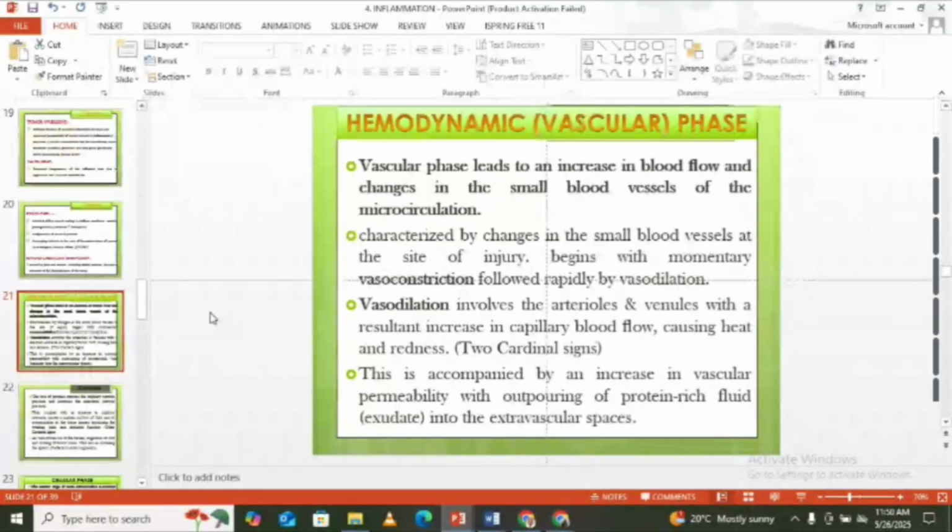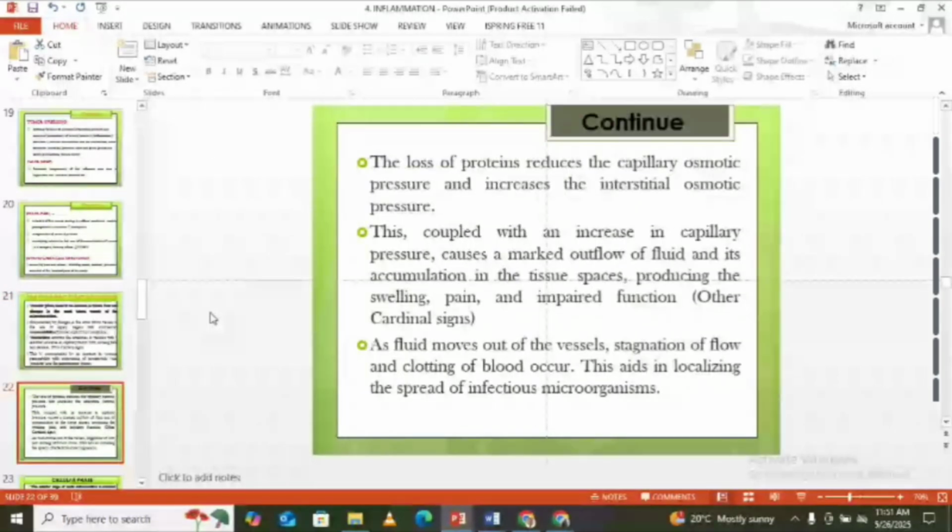So that's usually what happens during the vascular phase, or the initiation phase, or the hemodynamic phase. There's an increase of blood flow, changes in the small blood vessels of microcirculation. So they vasodilate, and that means it will increase blood flow to that area.